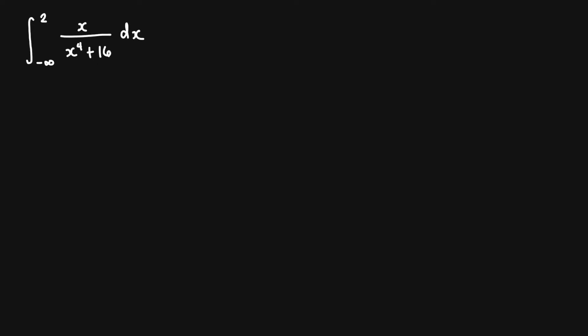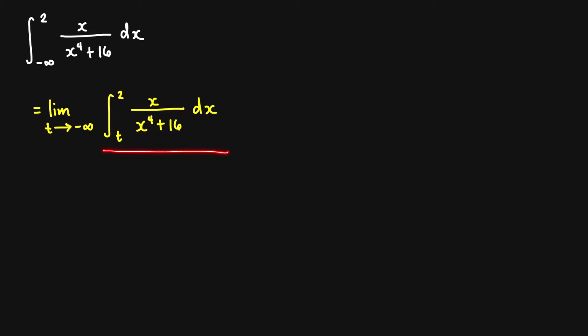Let us evaluate this improper integral here. The first step is to write this improper integral as a limit, and we can write it as the limit as t approaches negative infinity of this one. So we can write this as the limit of this proper integral from t to 2 as t approaches negative infinity. Now, let us evaluate this integral here.